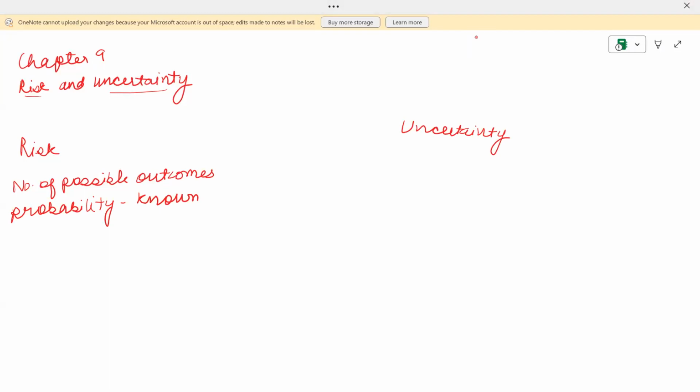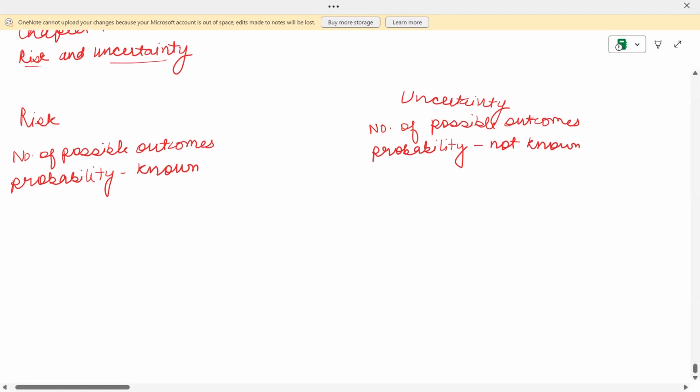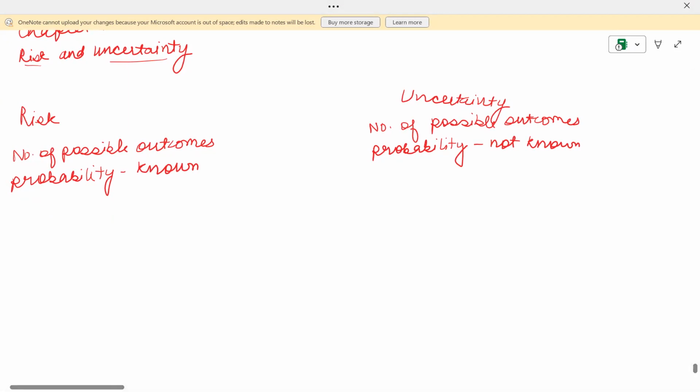Now when it comes to uncertainty, over here also you have a number of possible outcomes, but over here the probability is not known. That means the thin line of difference between risk and uncertainty is they are both scenarios where we have a number of possible outcomes, but over here in risk we know the probabilities of each outcome, and in uncertainty we do not know the probability of these outcomes happening.